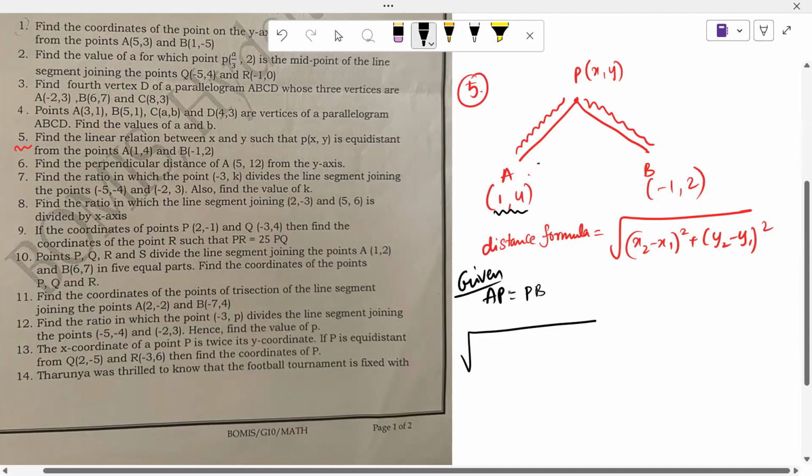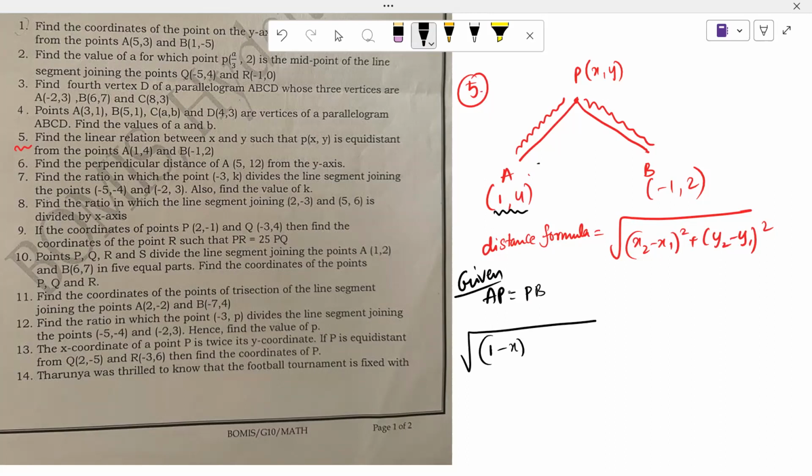So root over (1 minus x) whole square plus (4 minus y) whole square. See, that is all about this AP only. This is equal to PB. So PB means this one: root over (x minus of minus 1) whole square plus (y minus 2) whole square. See, from here to here I am coming: x minus, 1 whole square, like this. Next, y minus 2 whole square.